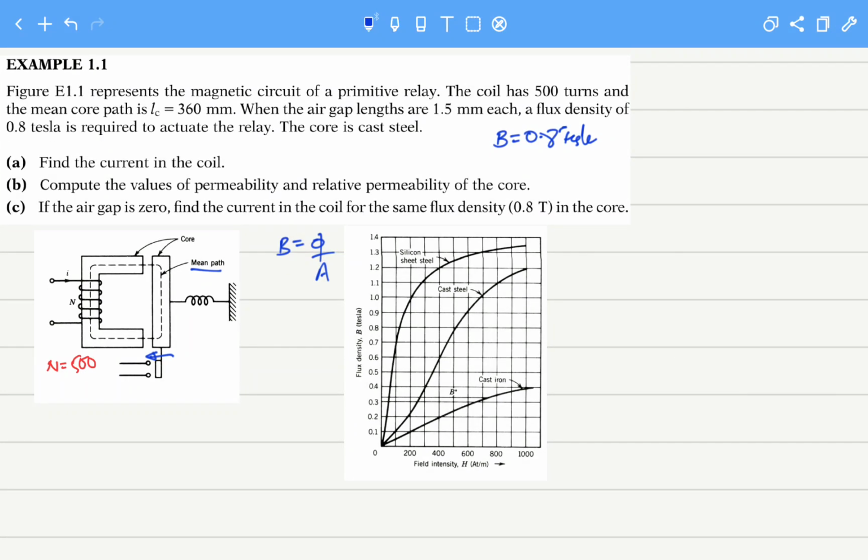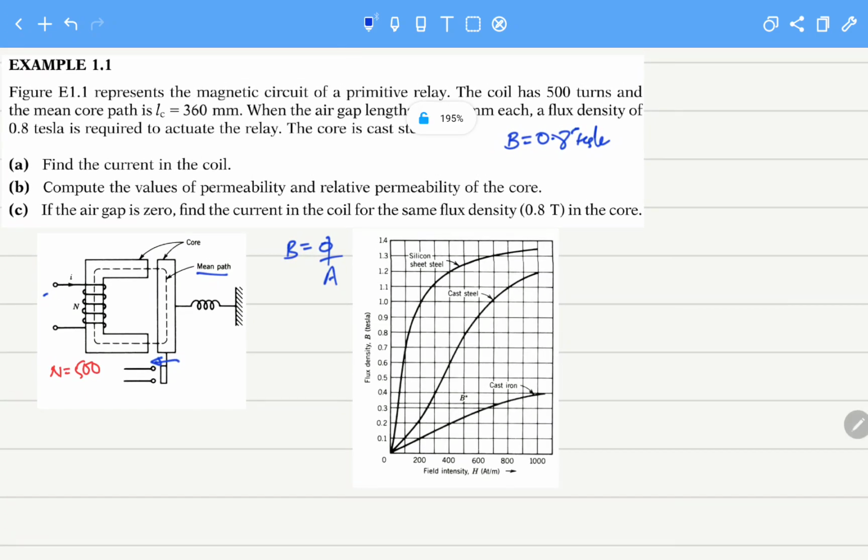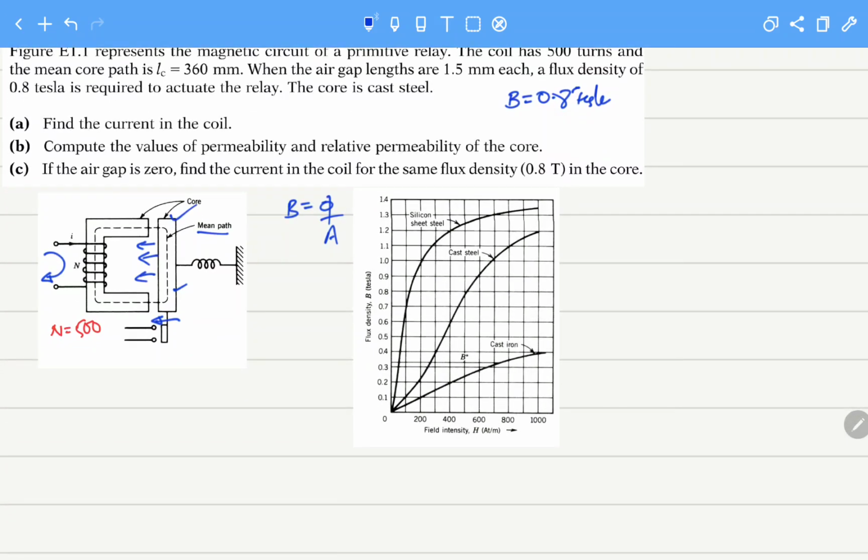So the first question is to find the current in the coil. In simple words, how much current should flow in the coil so that this air gap will finish and this part will get attached with the U-shaped part? How much current do I need? And we know that 0.8 Tesla flux density will cause this I part to get attached with the U part. So we can start our question.